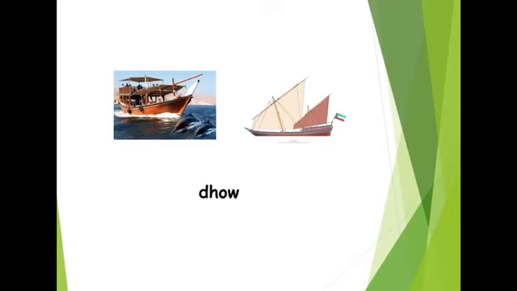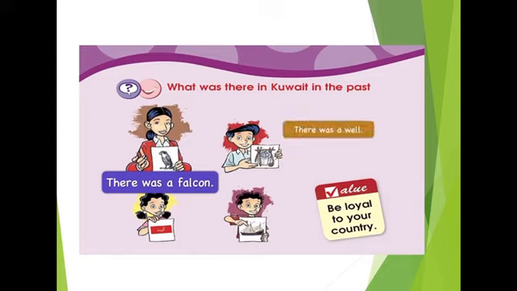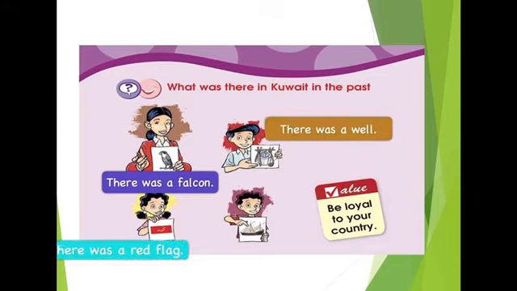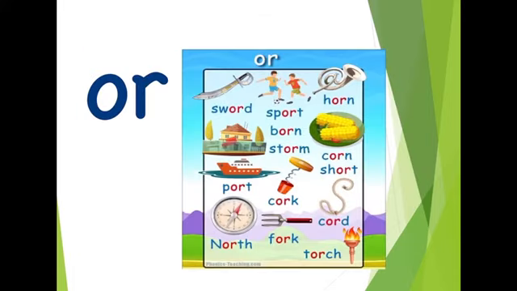Now this is Dao. It's an old ship. Yes, wonderful. Yes, excellent, my friends. What was there in Kuwait in the past? We studied it before that. There were many things. Falcon. Well, the old Kuwaiti flag, Dao. Excellent. There was a falcon. There was a well. There was a red flag. There was a Dao. Excellent, my friends.